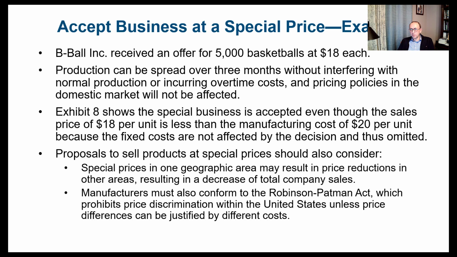Proposals to sell products at special prices should also consider some of the following issues. Special prices in one geographic area may result in price reductions in other areas, resulting in a decrease of total company sales. Because once we start selling at $18, maybe other markets would start knowing that we're selling our product at a cheaper price, which can create pressure on reducing our price in different areas. Also, there is something called the Robinson-Patman Act. Manufacturers must conform to the Robinson-Patman Act, which prohibits price discrimination within the United States unless price differences can be justified by different costs.